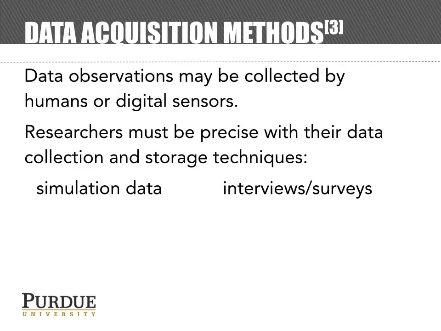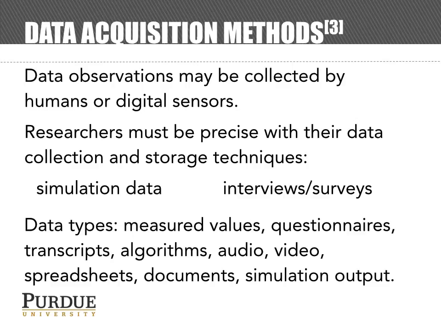Derived and compiled data are reproducible, but may be costly because of data mining. Data mining is the process of analyzing data from different perspectives and summarizing it in useful information. Some examples of research data include measured values, responses to questionnaires, transcripts, algorithms, audio, video, spreadsheets, Word documents, laboratory notes, and simulation output. The types of data that you will collect will vary by field and are subject to the norms and practices of these fields.